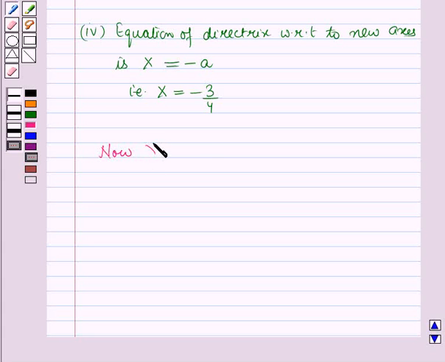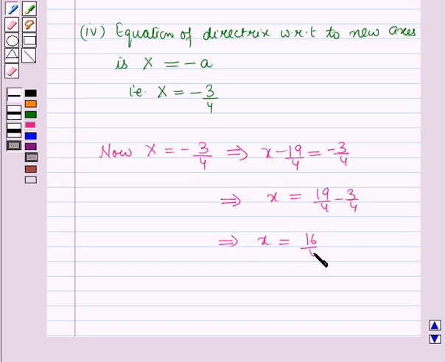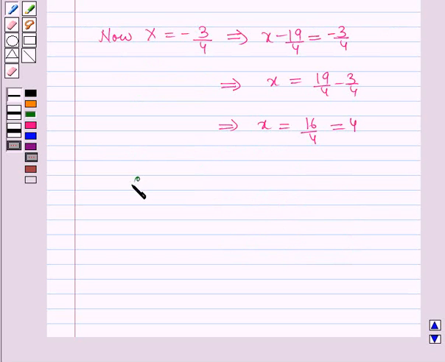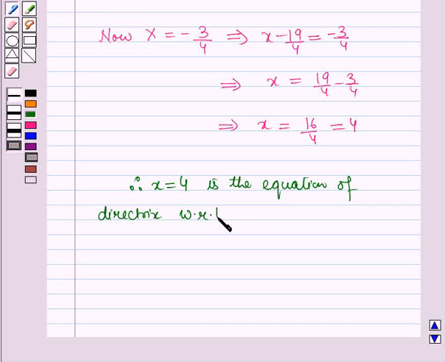Now, capital X is equal to minus 3 by 4 implies, now capital X is equal to x minus 19 by 4. So this will be equal to minus 3 by 4, which implies x is equal to 19 by 4 minus 3 by 4, which gives x is equal to 16 by 4, which is equal to 4. Therefore, x is equal to 4 is the equation of directrix with respect to the old axis.